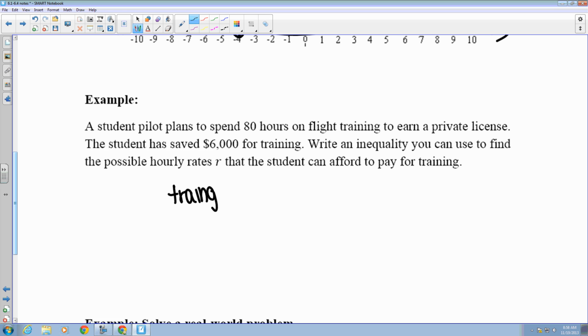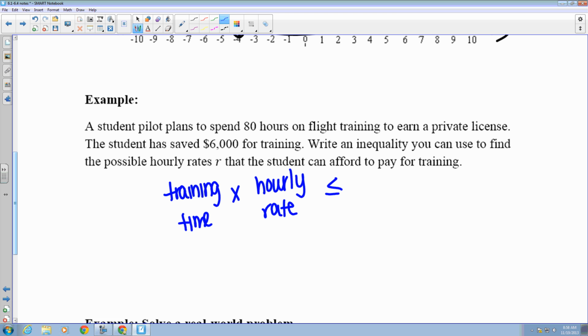So the amount of training time times the hourly rate has to be less than or equal to what we have in savings. Okay, so we need to do 80 hours of training time times h for your hourly rate. It has to be less than or equal to 6,000.